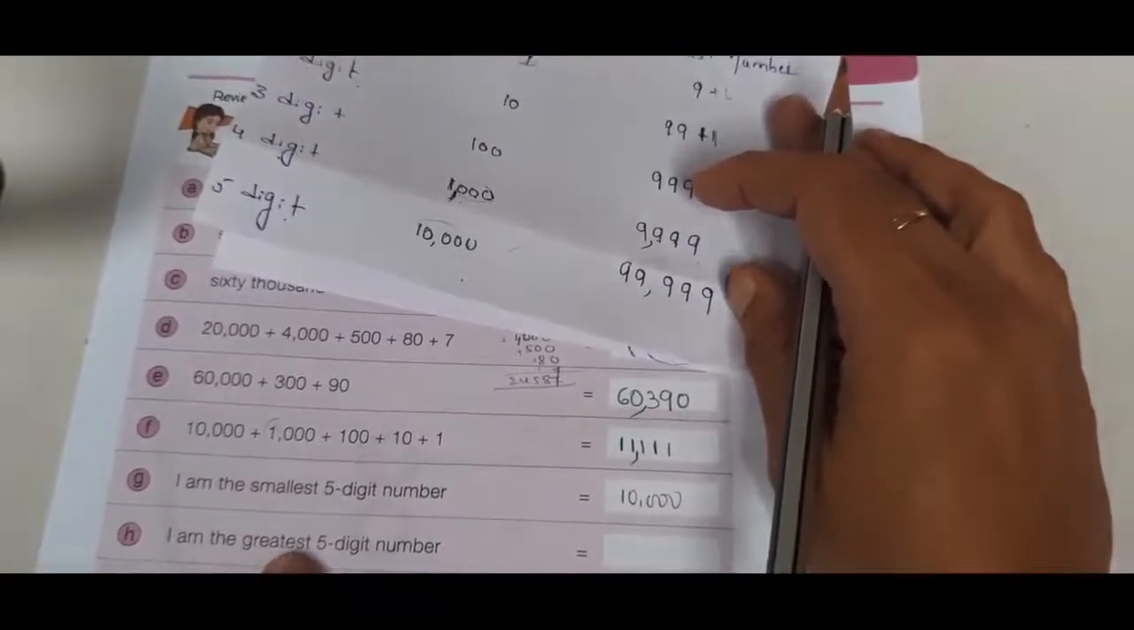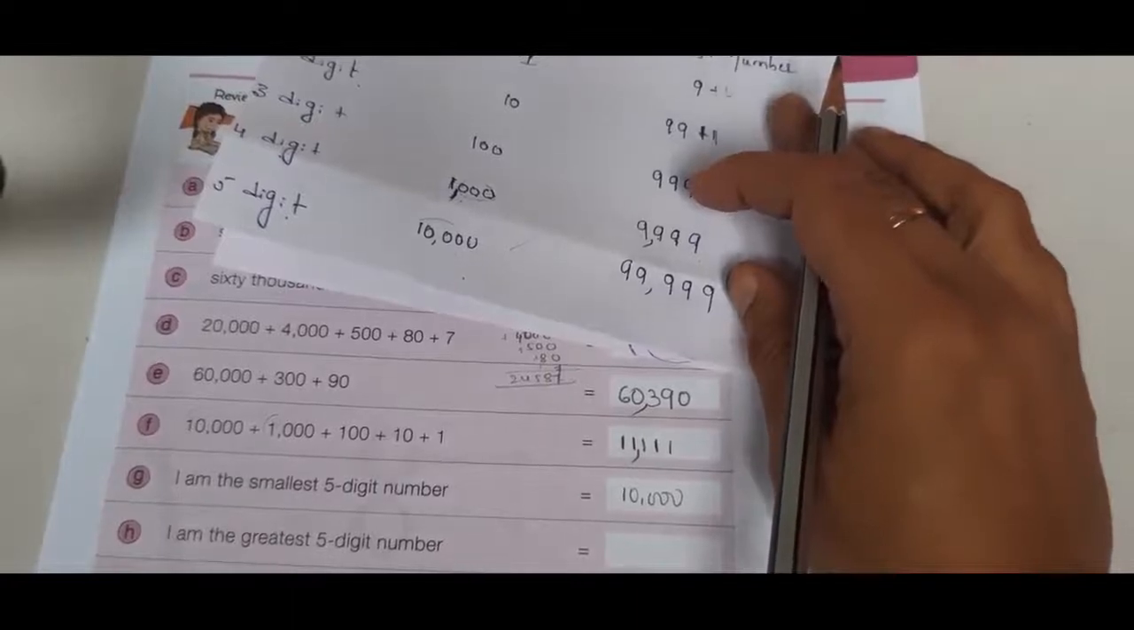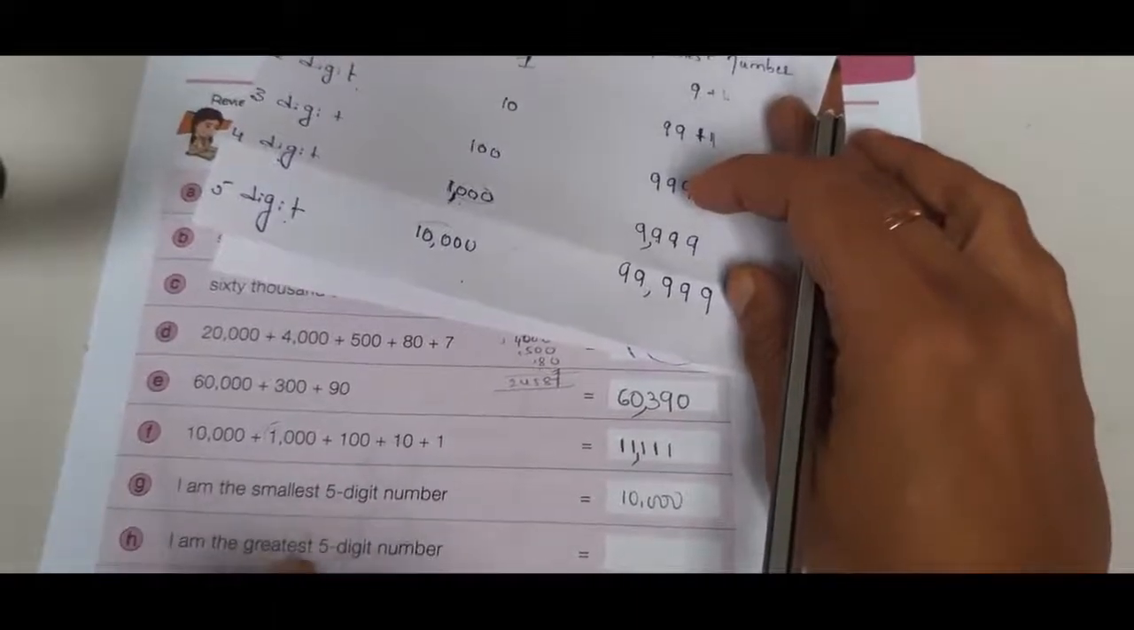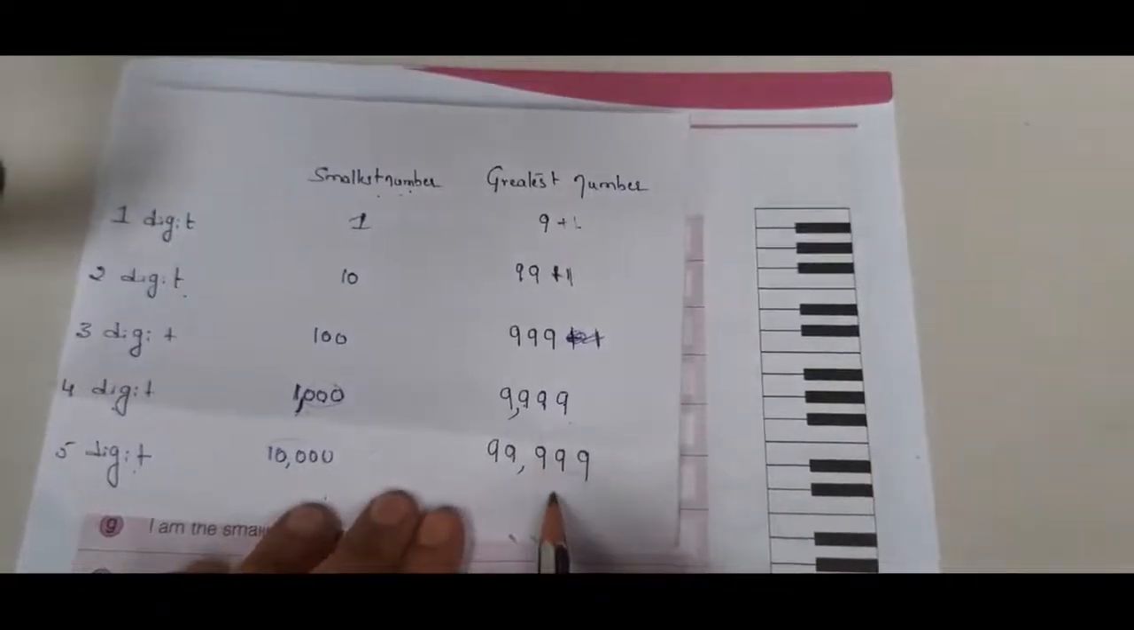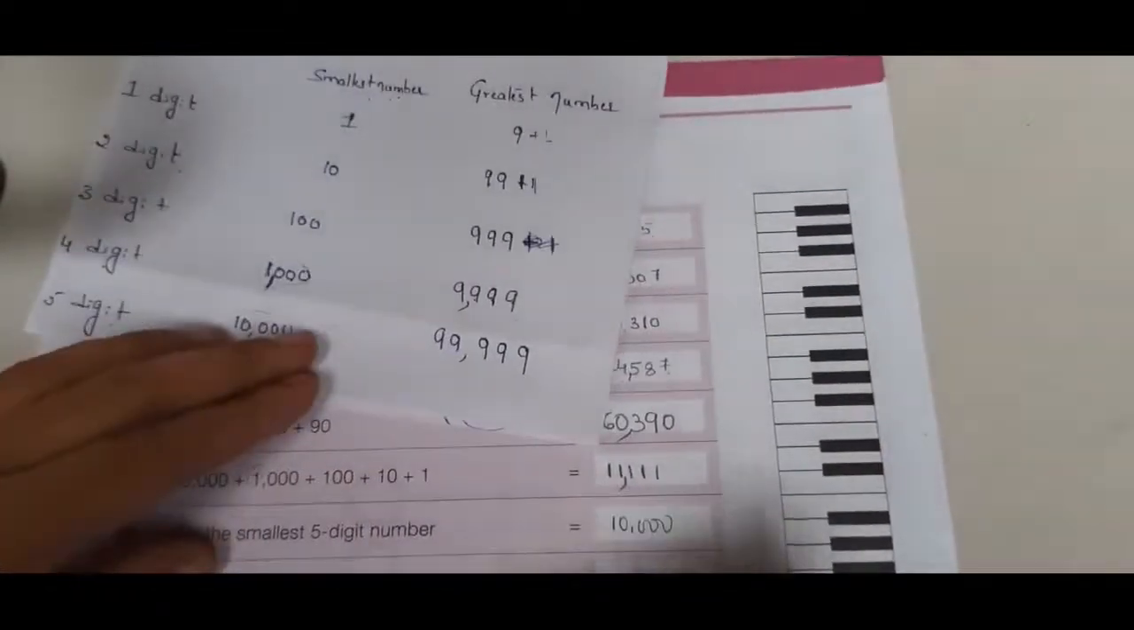Next, I am the greatest 5-digit number. Which number is greatest in 5-digit numbers? 99,999.